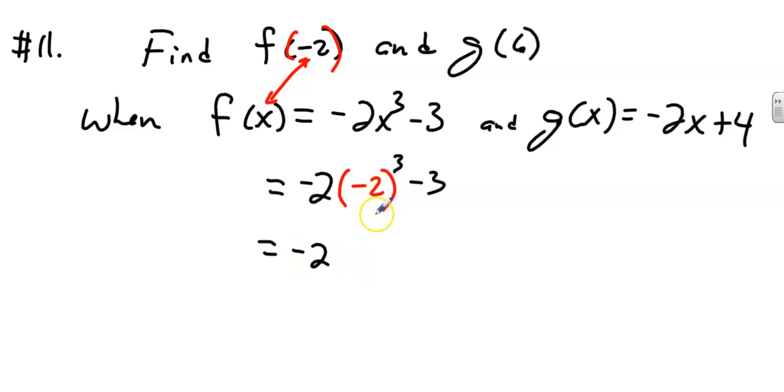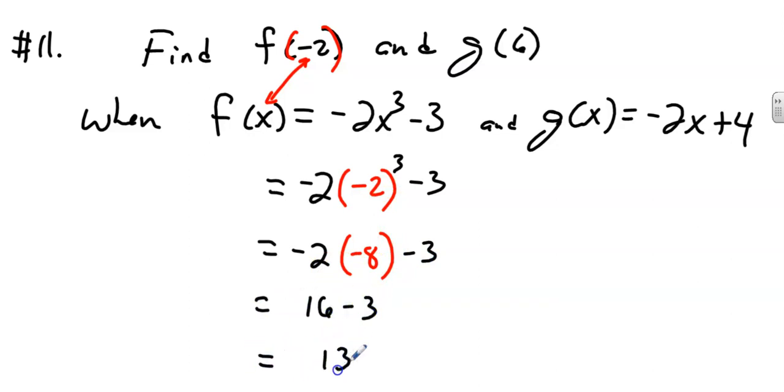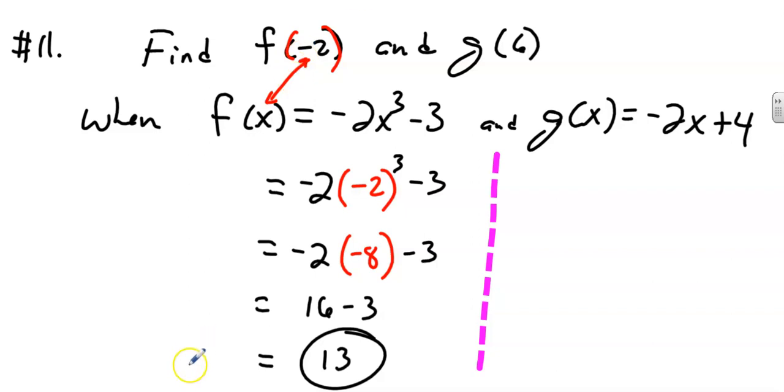It's -2. If you do -2 to the third power, it's -8. So -2 times -8 is a positive 16. 16 minus 3 is 13. Okay, so your f of -2 would just be 13. Okay, again, they should have a box for one answer when you're doing f of -2. They'll have another box here at the bottom for g of 6. And you're just going to go back and fill in the box and tell me what that number is.